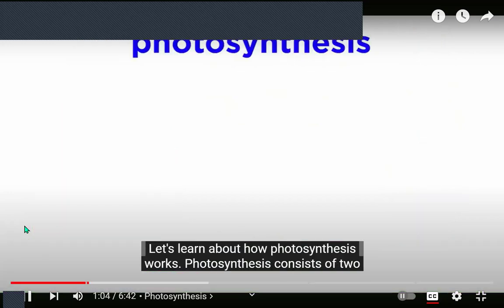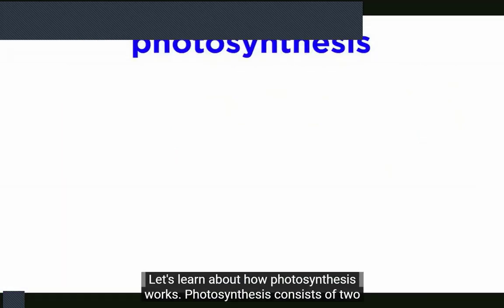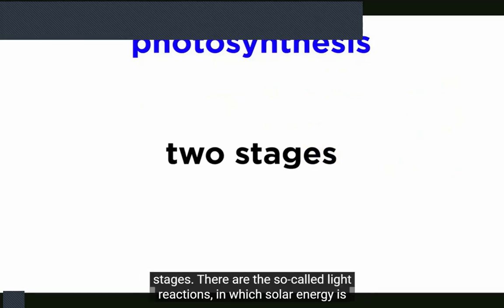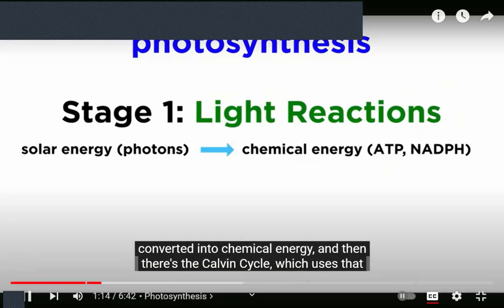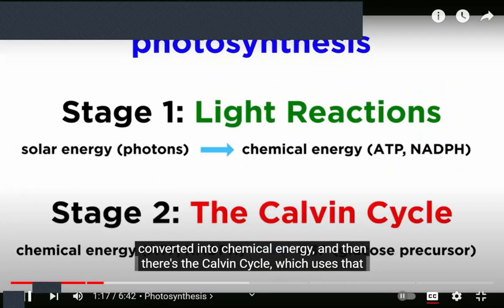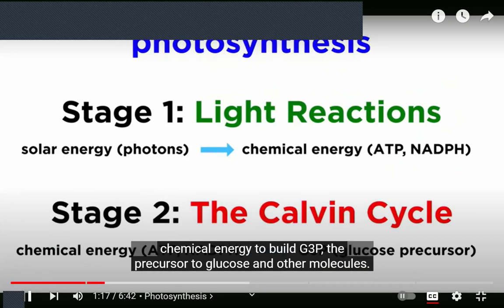Let's learn about how photosynthesis works. Photosynthesis consists of two stages. There are the so-called light reactions, in which solar energy is converted into chemical energy, and then there's the Calvin cycle, which uses that chemical energy to build G3P, the precursor to glucose and other molecules. Okay, so we have that one light reaction and Calvin cycle, which is basically synonymous to the opposite of light, which is dark.